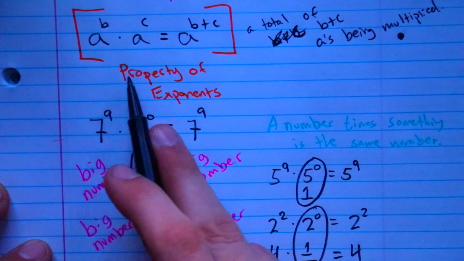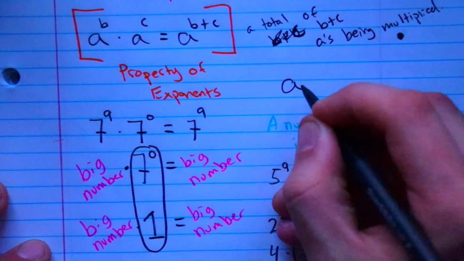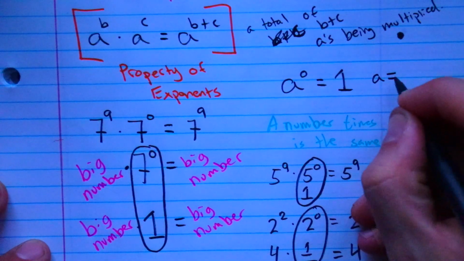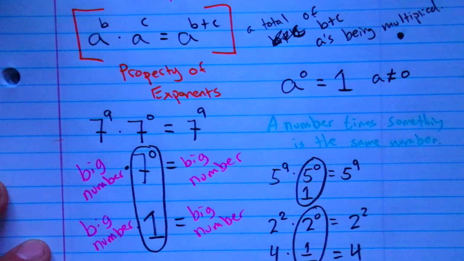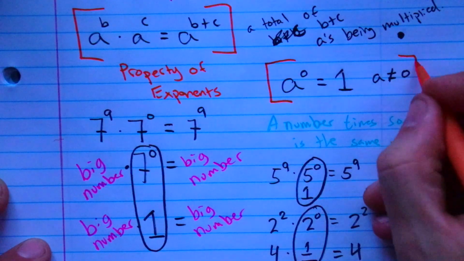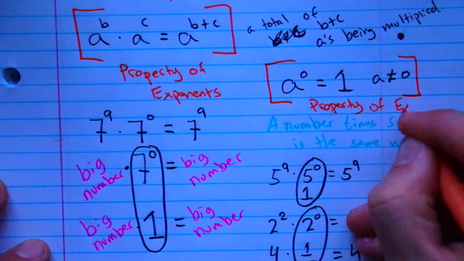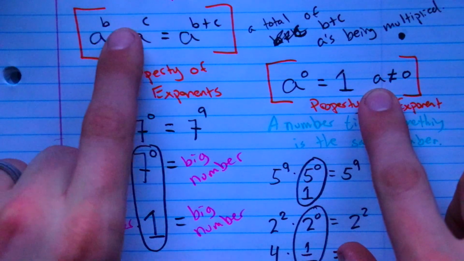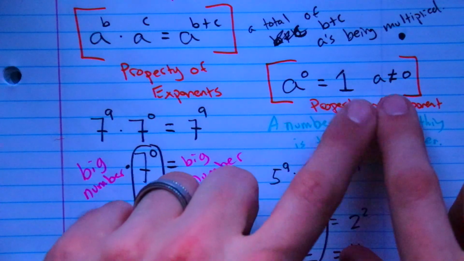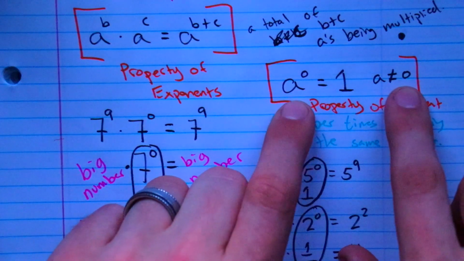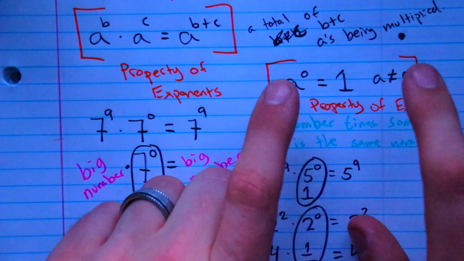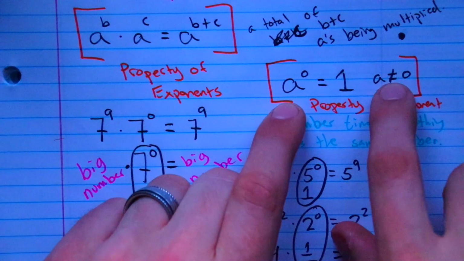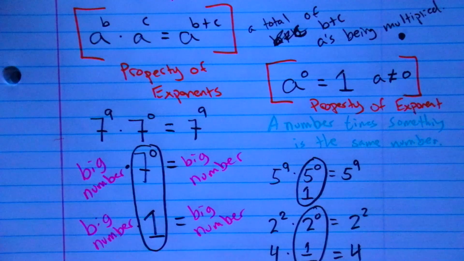If this is true, then a number to the 0 is going to be equal to 1, except when a is 0. This is true because we want this to be true. We'll do a separate video on why it wouldn't make sense for a to be 0. But if you're so inclined, feel free to tackle it yourself. Why can't a equal 0 if we want this to be true? End of video.